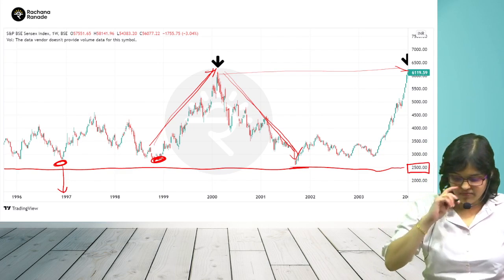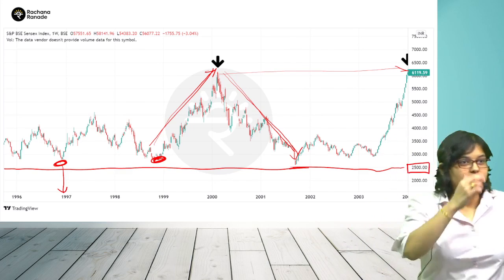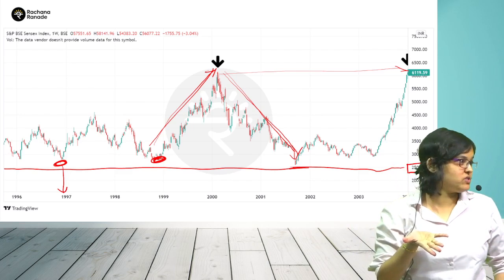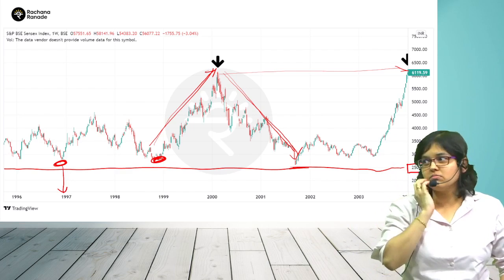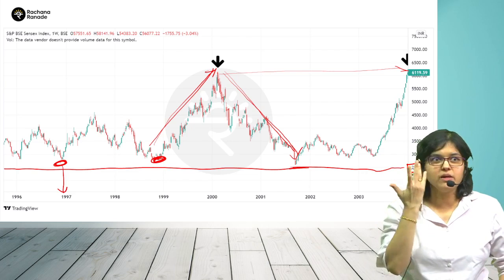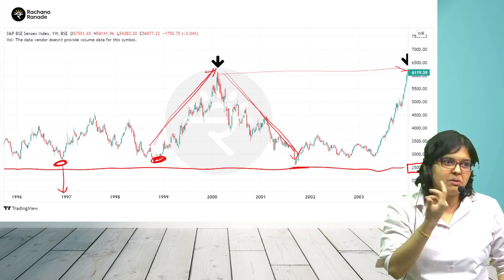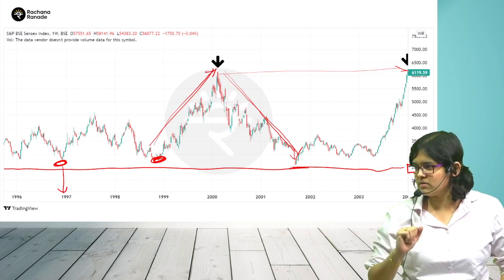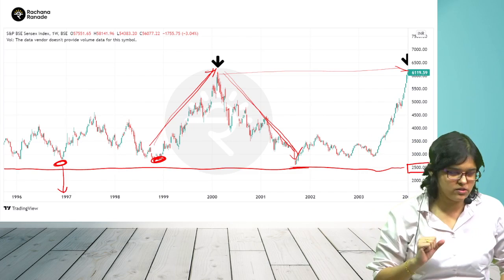Now again understand. Again mark my words. Like in Harshad Mehta scam, what did people feel? First time in history this has happened. God knows what will happen. This is something which no one has seen. Maybe gone. Markets will take years to recover. It recovered in 2 years.